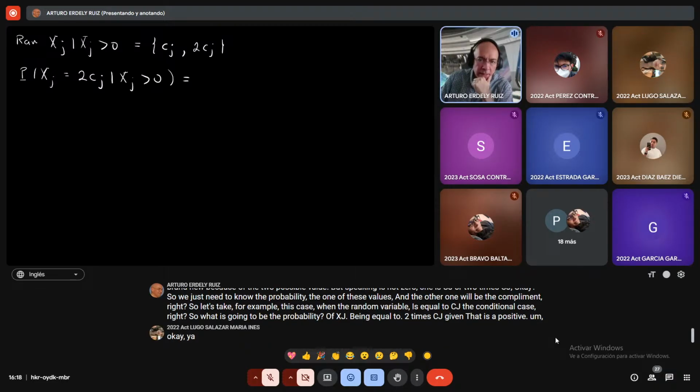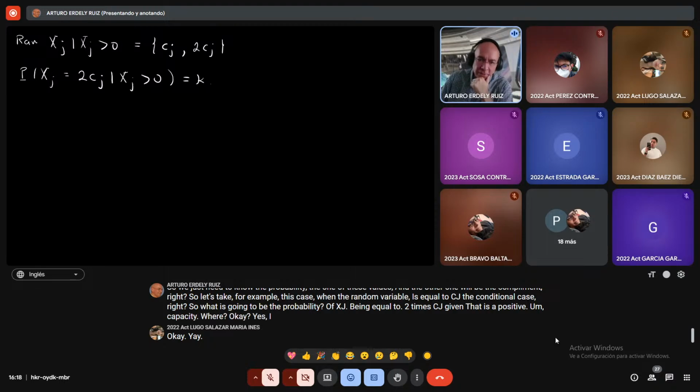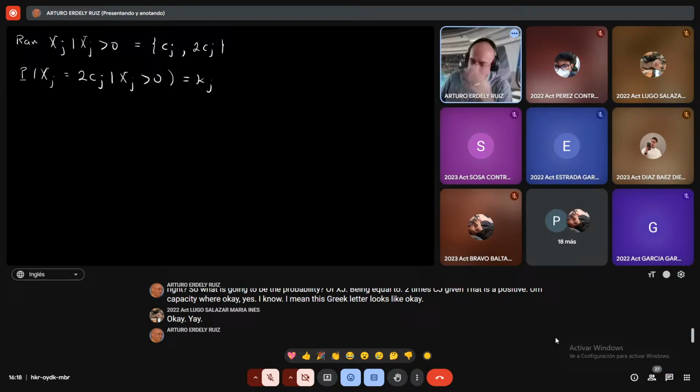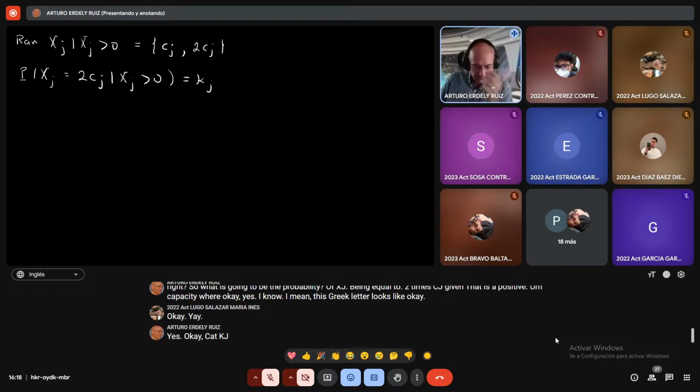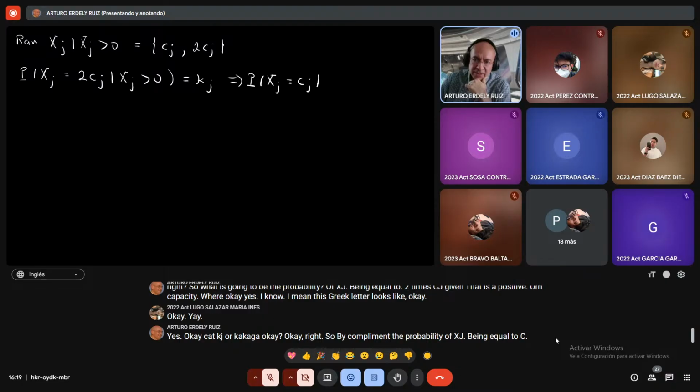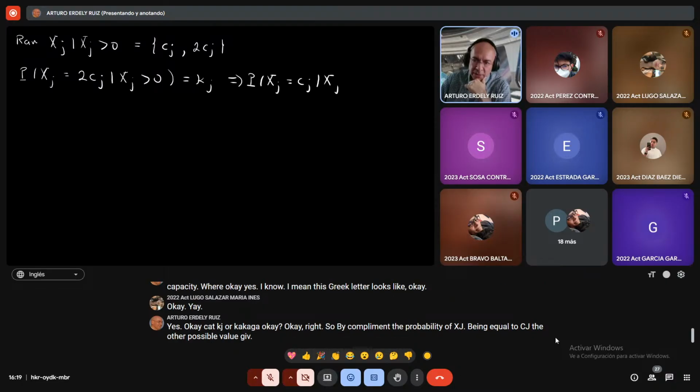Kappa j. Yes, I know, this Greek letter looks like the letter K, so KJ or kappa j, okay? So by complement, the probability of xj being equal to cj, the other possible value, given that xj is positive, has to be 1 minus kappa j, okay?